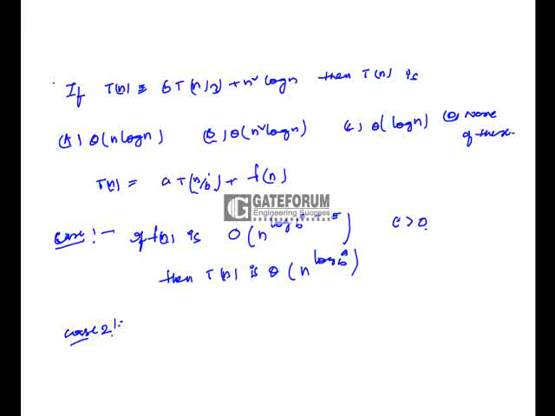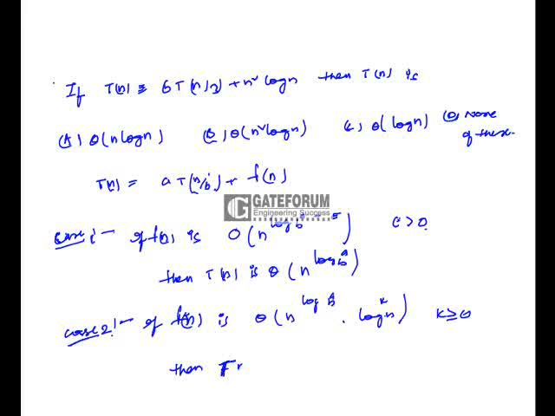Case 2: if the first case fails, then we go to the second case. In the second case, if f(n) is theta of n^(log_b a) times (log n)^k, where k should be greater than or equal to 0, and this condition is satisfied, then T(n) is theta of n^(log_b a) times (log n)^(k+1). So this is the second case.